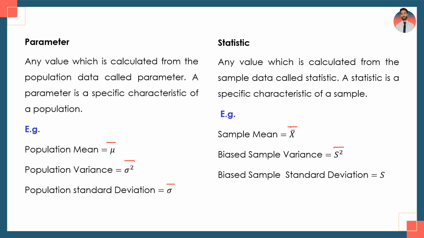Biased sample standard deviation is also denoted by s. This is the standard deviation term, and when we use s, it means that it is calculated from the sample data. So any value which is calculated from population data is called parameter, or any value which is calculated from the sample data is called statistic.